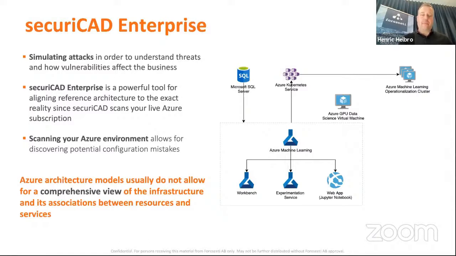Once we have the model in SecurityCAD Enterprise, we can then continue to simulate how an attacker would traverse the architecture in order to reach a predefined high-value asset. SecurityCAD Enterprise is also a very powerful tool when you want to get a better understanding of your architecture than what your average Visio diagrams provide. You can also go ahead and use SecurityCAD to discover potential configuration mistakes or other possibly crucial errors that could have high negative impact on your infrastructure.